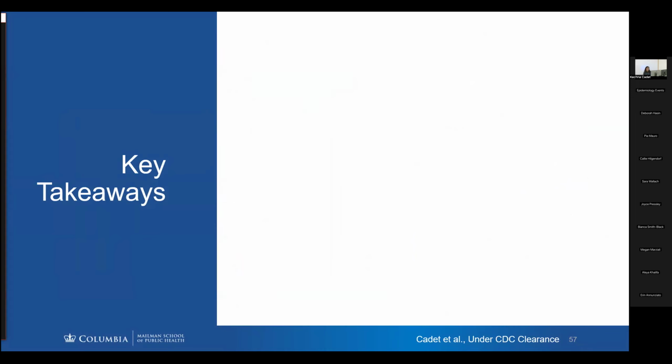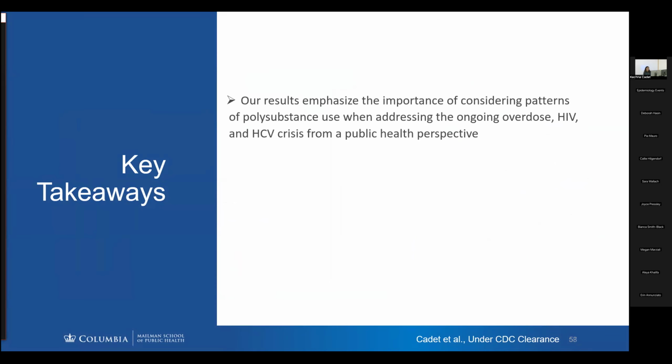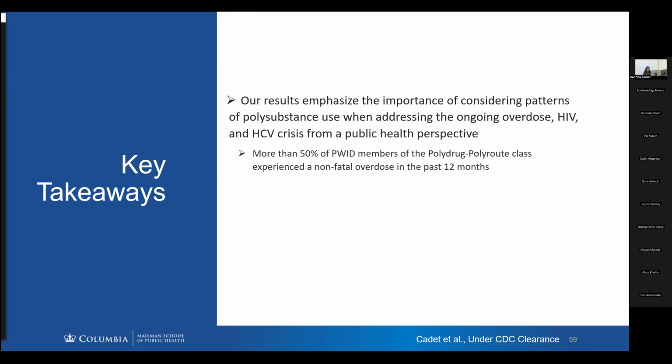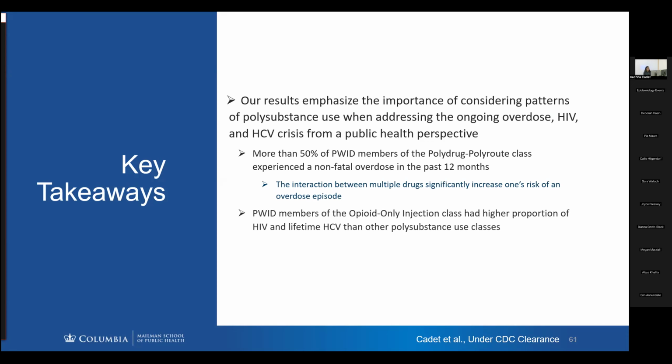But the key takeaways, and I've been so fortunate to be able to work with my CDC collaborators, are that these results show that there are salient patterns in combinations of polysubstance use, especially across people who inject drugs, and they do have differential impact on risk, especially when we think of HIV, HCV, and the ongoing overdose crisis. And also, when we think about the overdose crisis, we can see that different combinations of multiple drugs may increase one's risk of overdose. But we also saw that people who inject drugs in the opioid only injection class had a higher proportion of HIV and HCV compared to their polysubstance use class counterparts.